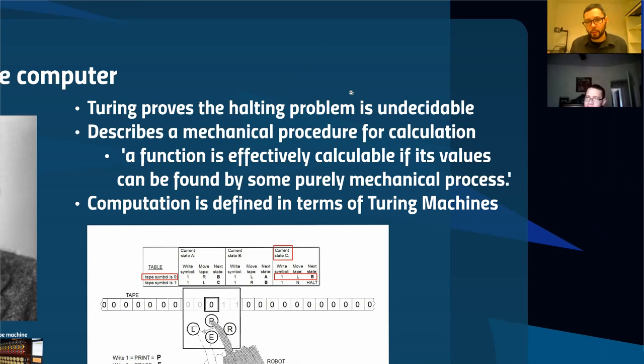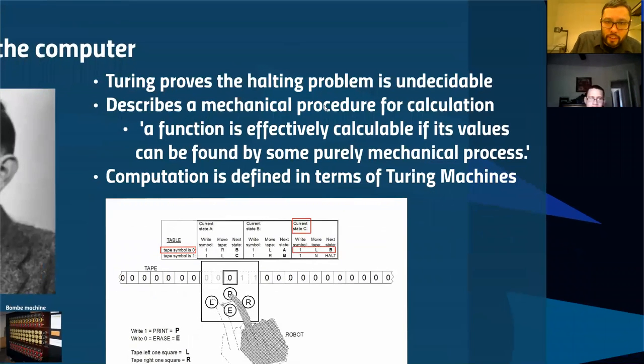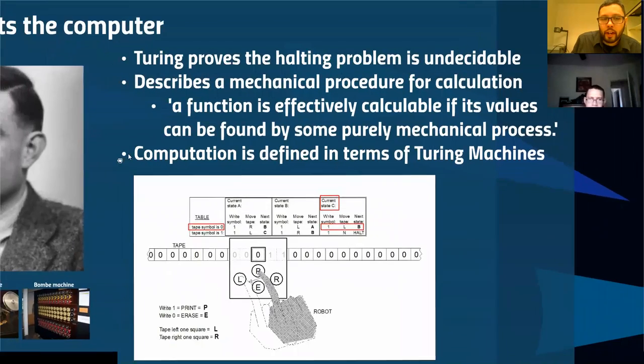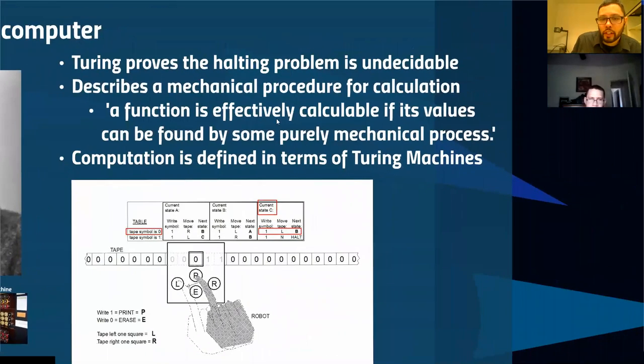It's a major mathematical result, Turing's proof along with Gödel's incompleteness theorem. It completely changes the nature of mathematics in the 20th century. Major results. But for our purposes, the really important part here is how he goes about proving it. In order to prove that the halting problem is undecidable, Turing gives a definition of what's now called effective computation or effective calculation. And he does this in terms of a Turing machine.